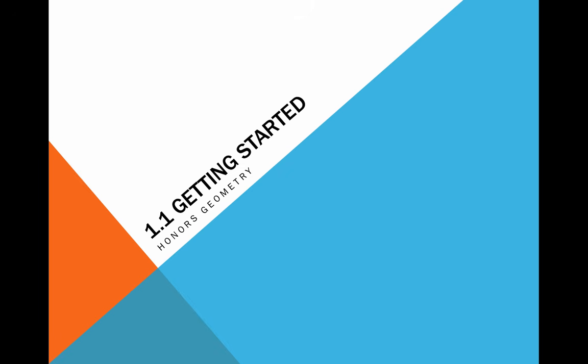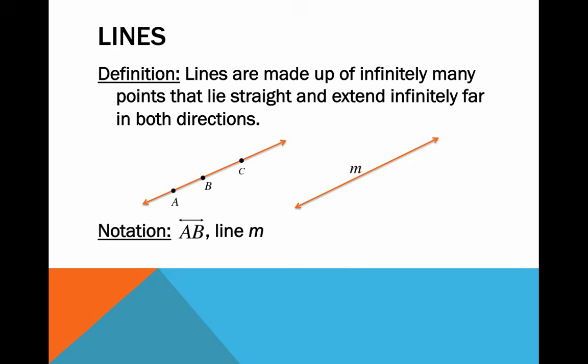In this video, we will be discussing the basic vocabulary that we will be using throughout the school year in Honors Geometry. First, we're going to discuss lines. Lines are made up of infinitely many points that lie straight and extend infinitely far in both directions. To represent this, we are going to put an arrow at both ends of our line to represent that it goes on forever.